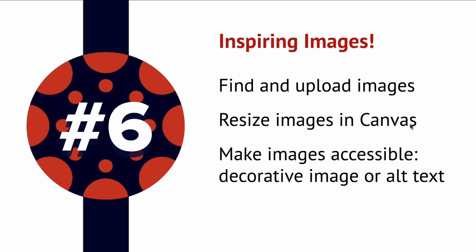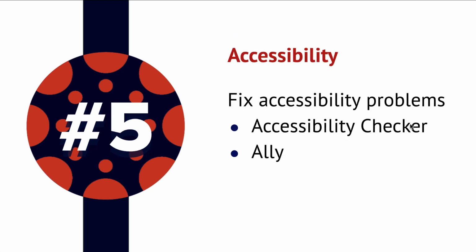So I've shown you inspiring images. I showed you how to find images in Unsplash, resize the images, and also add a decorative tag to them. Let's move on. We're heading down the list here. Tip number 5 focuses on accessibility and making your courses accessible to all students. There are several accessibility checkers you can use in Canvas, and they will identify accessibility problems and offer you solutions. So let's have a look at accessibility in Canvas.